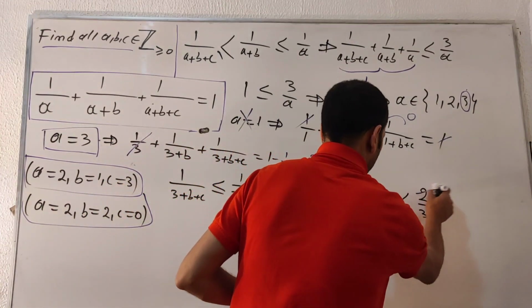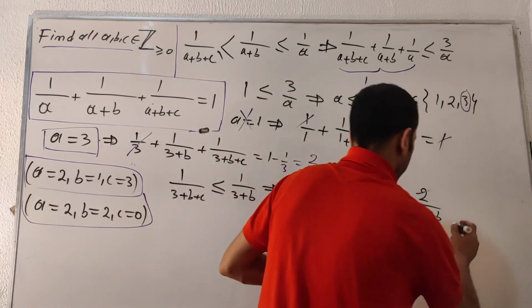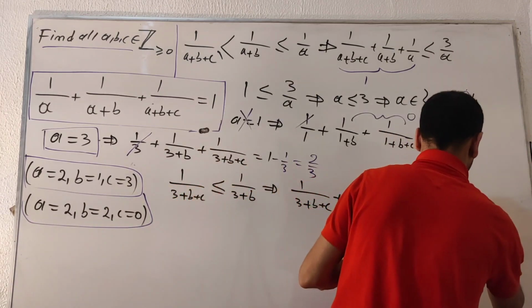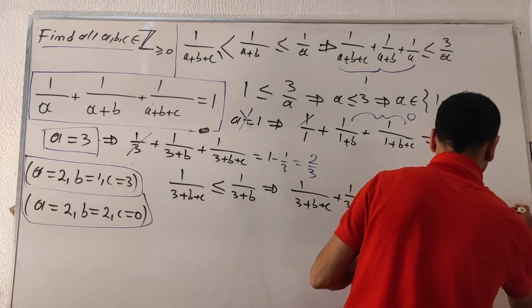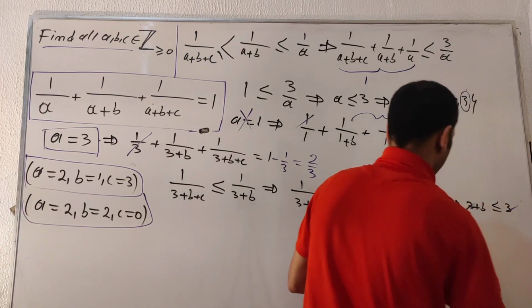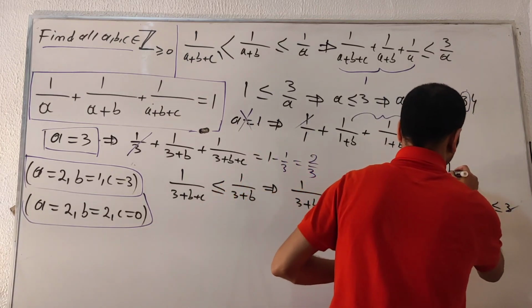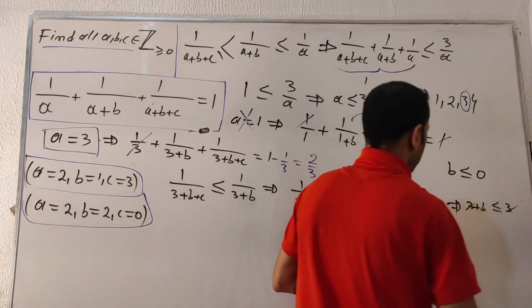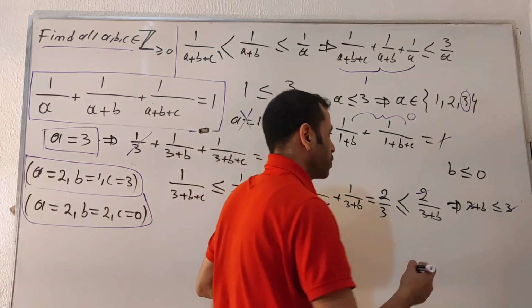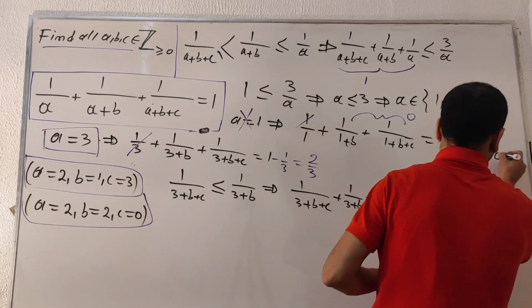Cancelling out the number 2 from both sides, then taking the inverse of this one, I get here 3 plus b is inferior or equal to 3. Okay, now 3 will be cancelled out from both sides. I will be left with b is inferior or equal to 0. So b is inferior or equal to 0. It has no choice except b equals 0.